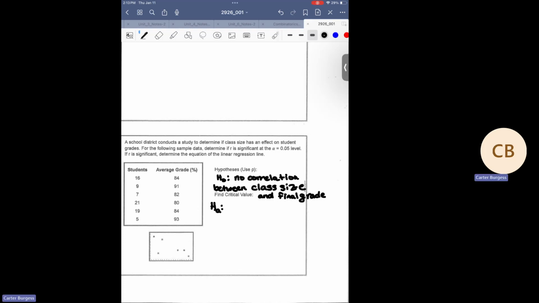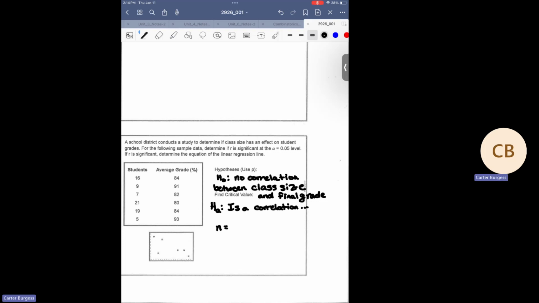Yeah, that there is a correlation between class size and grade. There is a correlation between those. Okay. So that's what it's asking us for in this correlation piece. Right? So the null is that there's no correlation between the variables. If that is false, then there must be a correlation between those variables. Fairly simple. What is our sample size?